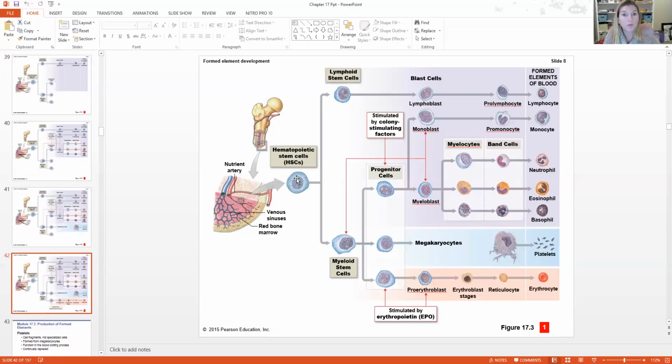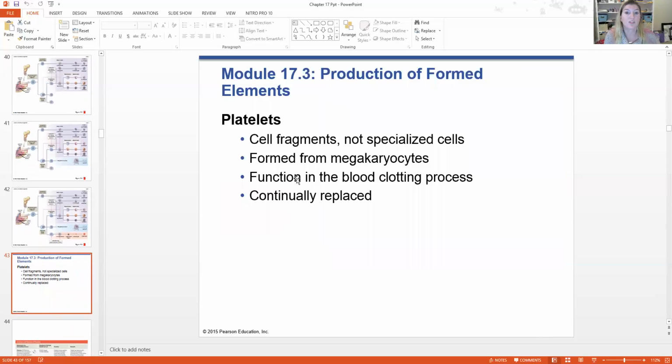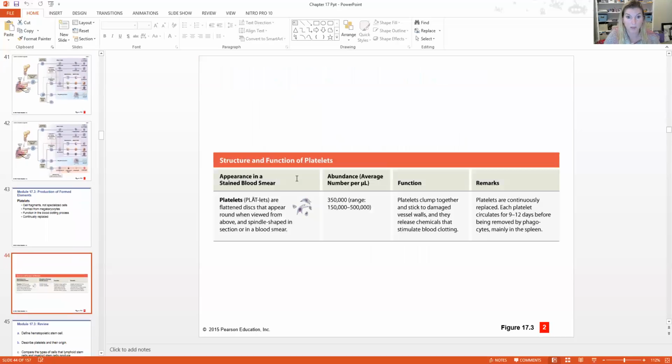And then our proerythroblasts from our progenitor cells go through several different stages, a reticulocyte, and then eventually a fully formed mature red blood cell called an erythrocyte. That's all stimulated by EPO, which is released from the kidneys. Summary, right? So let's talk about platelets. They're cell fragments, so they're not specialized. They're formed from megakaryocytes. They function in the blood clotting process. They're continually replaced through this natural process of renewal that occurs in our red bone marrow.